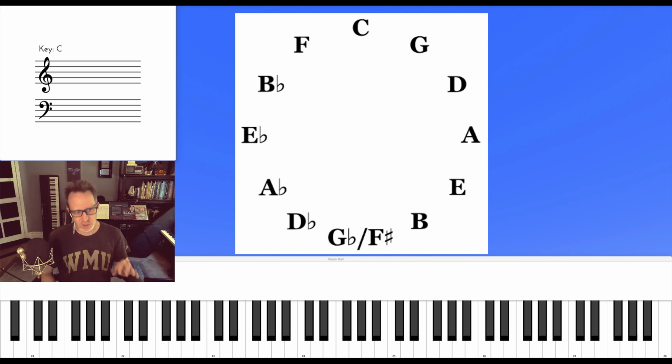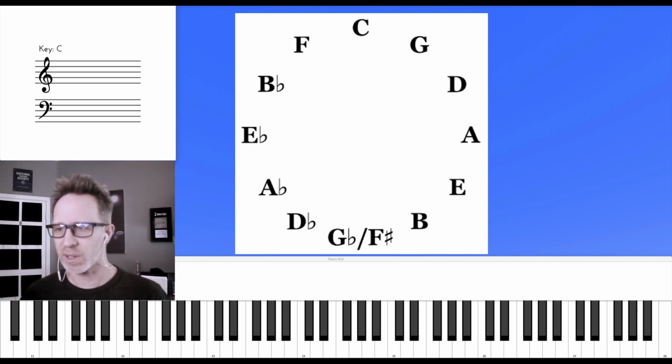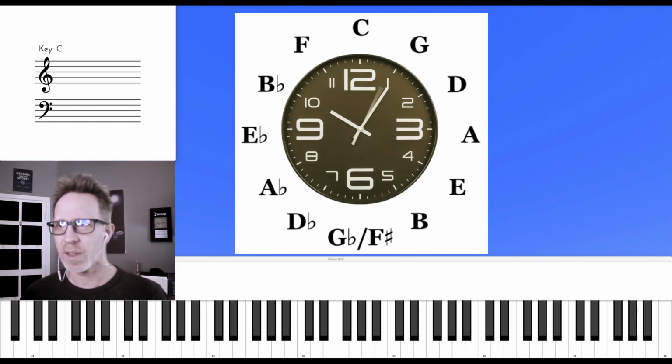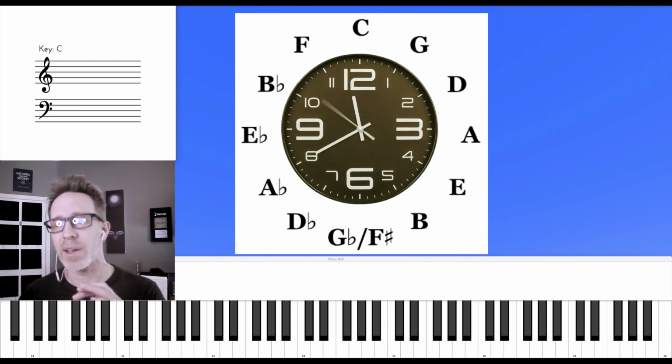And why I think the circle of fifths is backward is because ever since the invention of the clock in whatever year, I don't know what year that was, if anybody knows, leave a comment and let me know, ever since the invention of the clock, we've associated the movement forward in time with what we call clockwise motion, starting at the top and moving to the right.